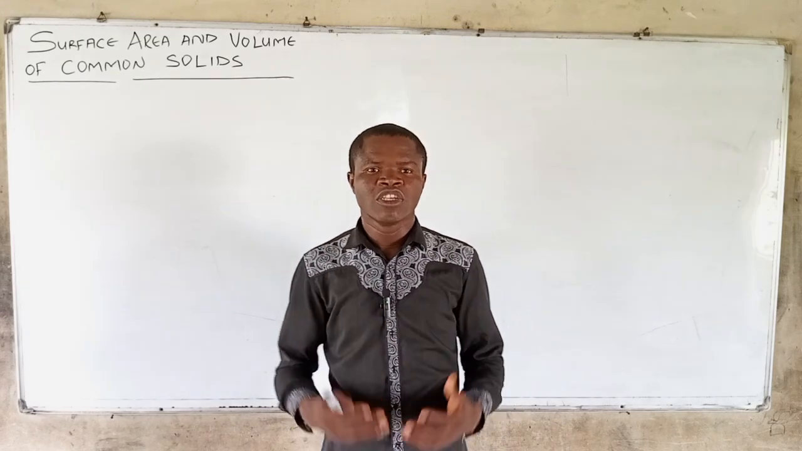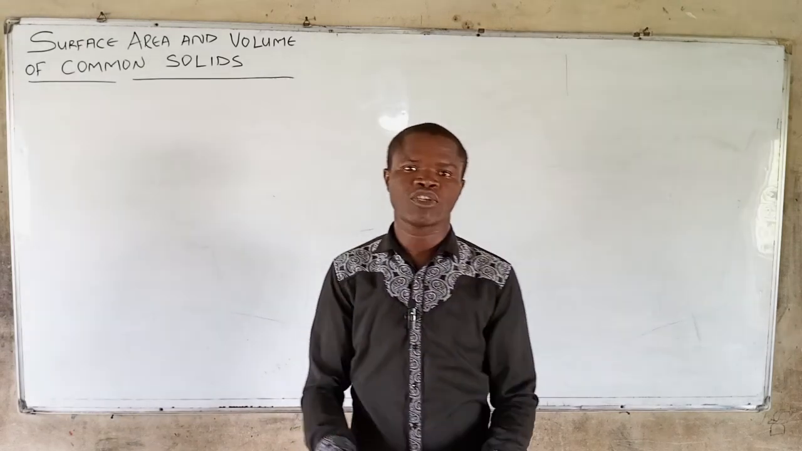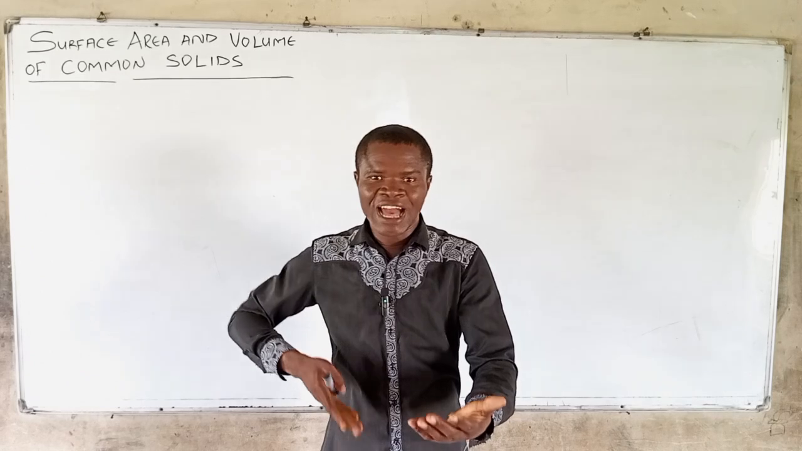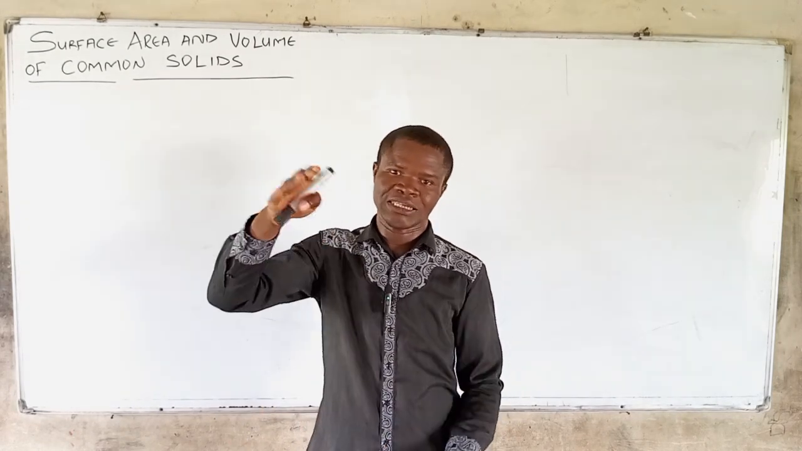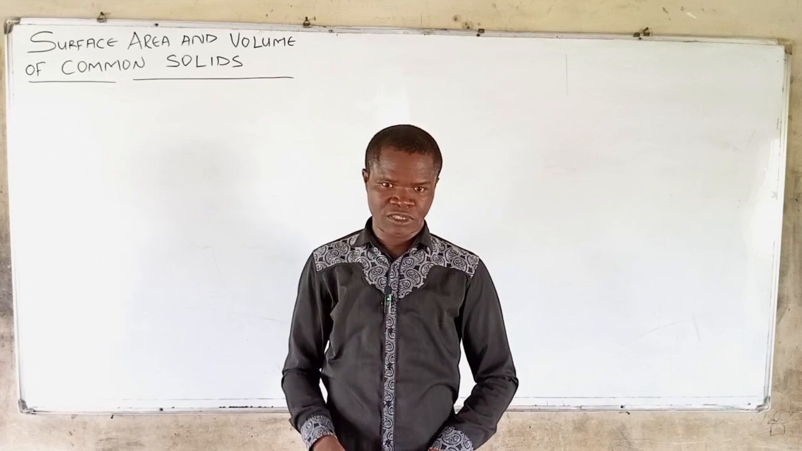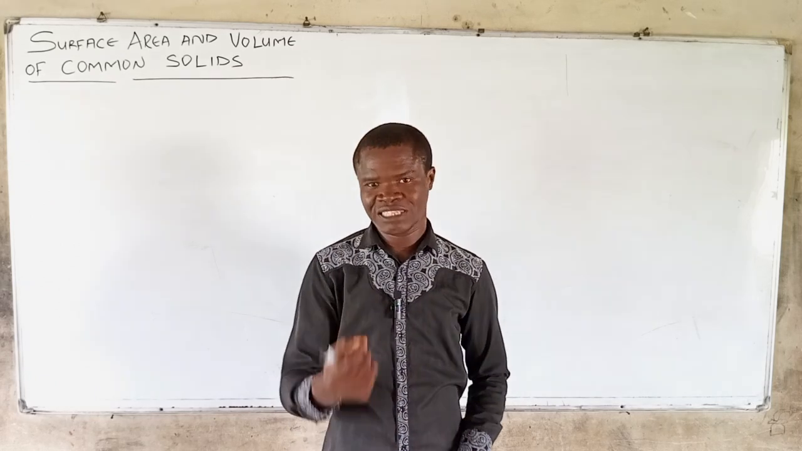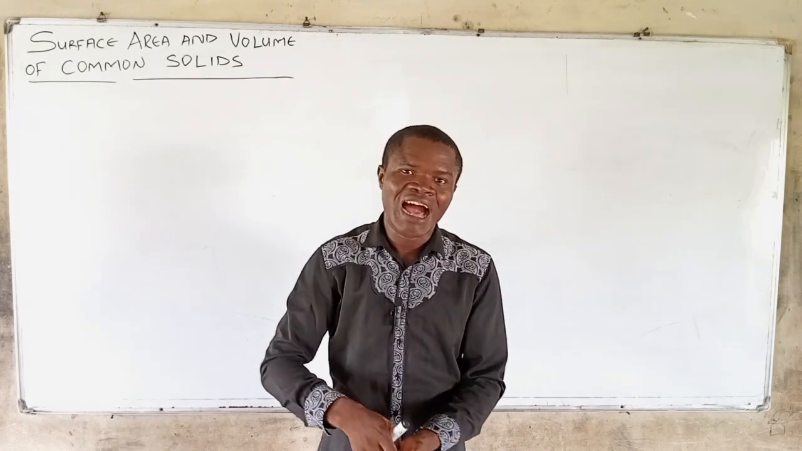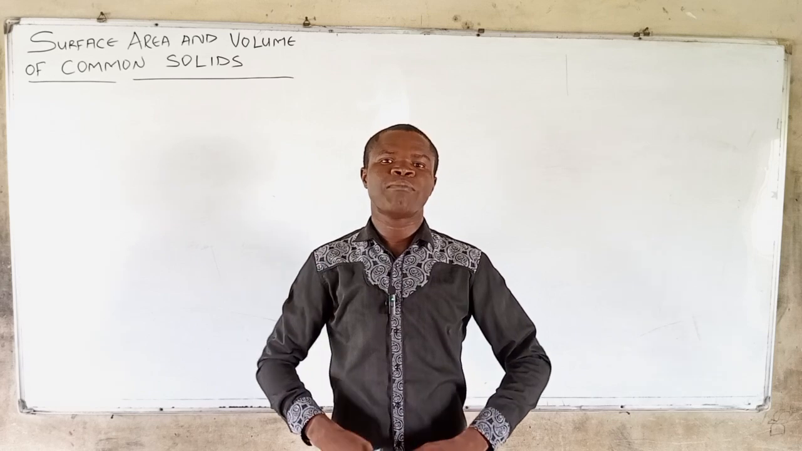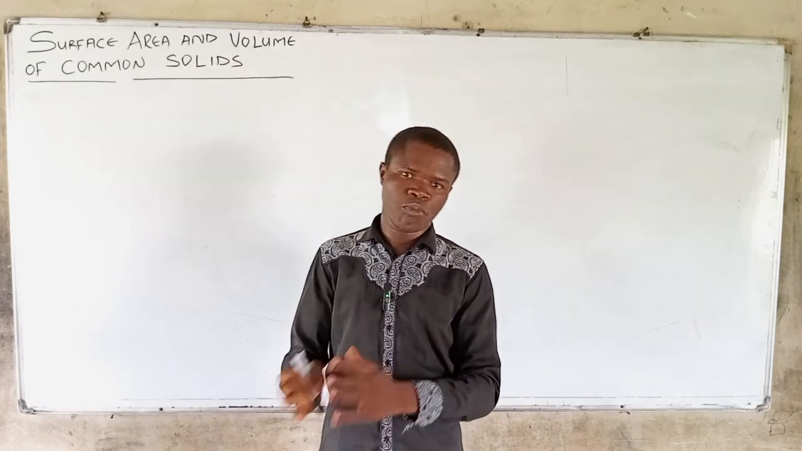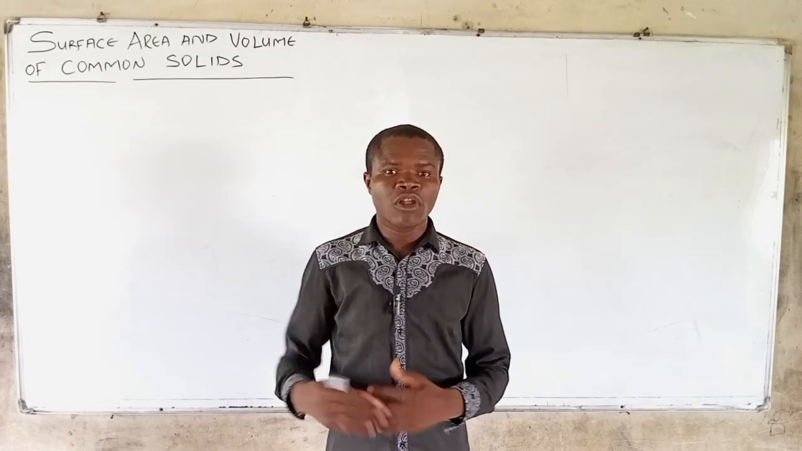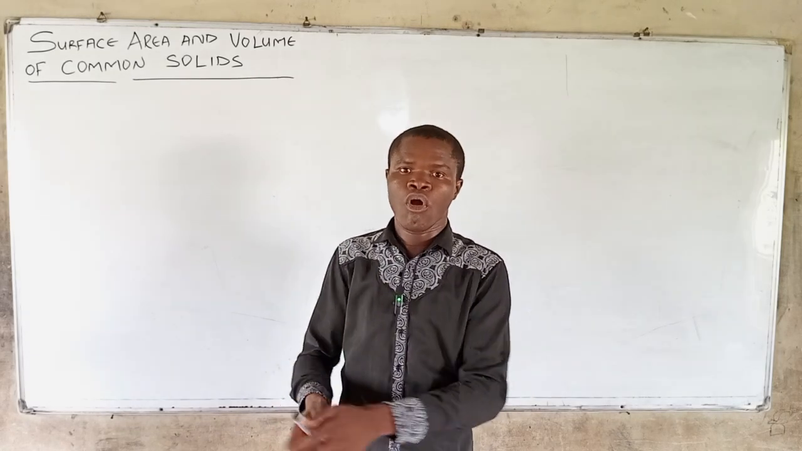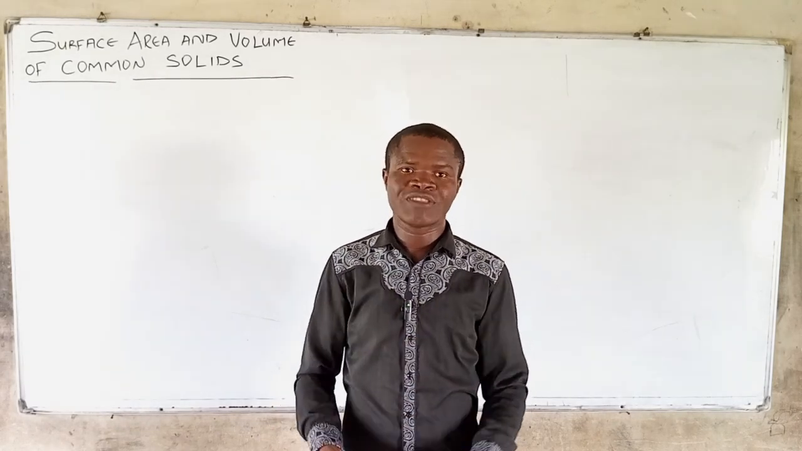What are solid shapes? Solid shapes are three-dimensional shapes because they have length, width, and height, or depth, or thickness. Because they have length, width, and height, we can be talking about volumes for solid shapes. So for solid shapes, you could be asked to calculate the area of that shape or the volume of that shape.